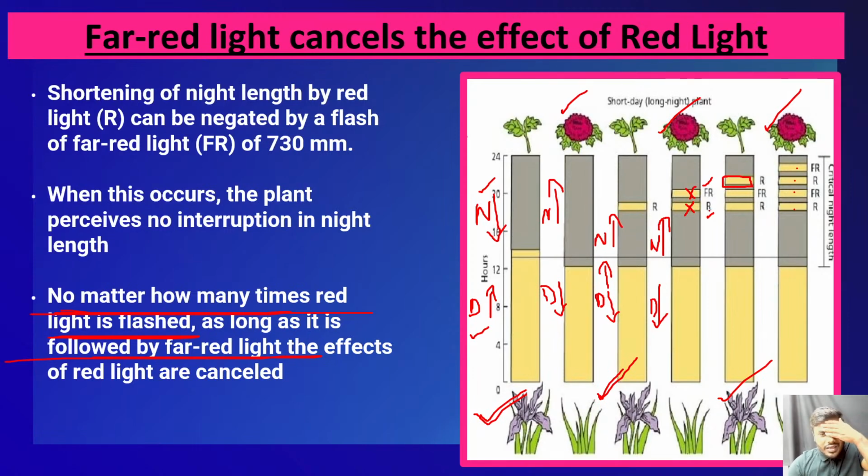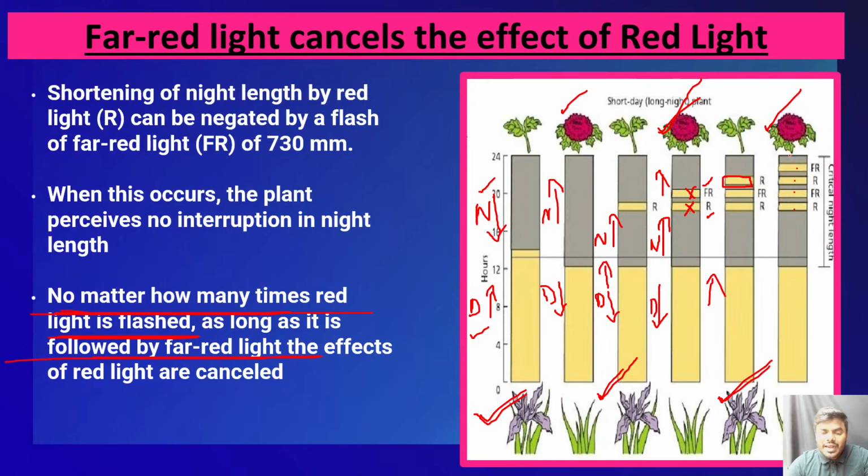If you look into the fourth condition, what I have done, I have treated the red light with the far red light. So far red light cancelled the effect of red light. As a result, what happens? Obviously, night length becoming more. When the night length becoming more, short day plant will flower. So here, once again, far red light cancelled by the red light. Once the red light is more, obviously which length increases? Day length increases. Then long day plant will flower.